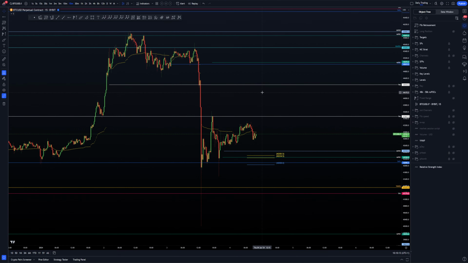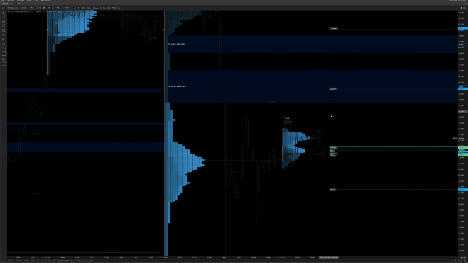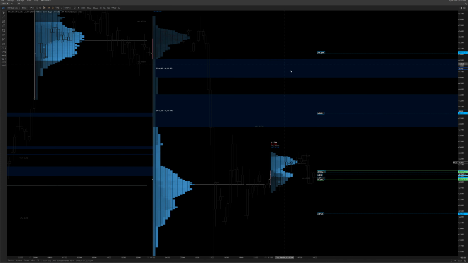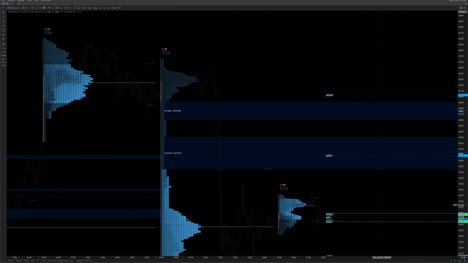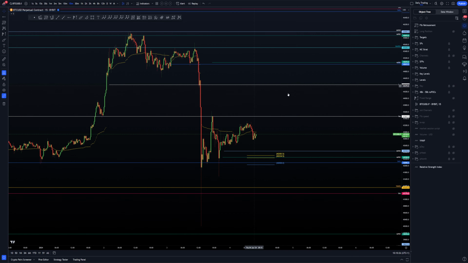Now, if we just get acceptance into the single print, as always, the single print is going to be filled, and so we're going to go to the top of it minimum. If there is no reaction here, we look for the next one. Bottom, no reaction. Okay, we fill it. Top of it, no reaction. Continuation. Okay, so just be aware of the single prints, really.